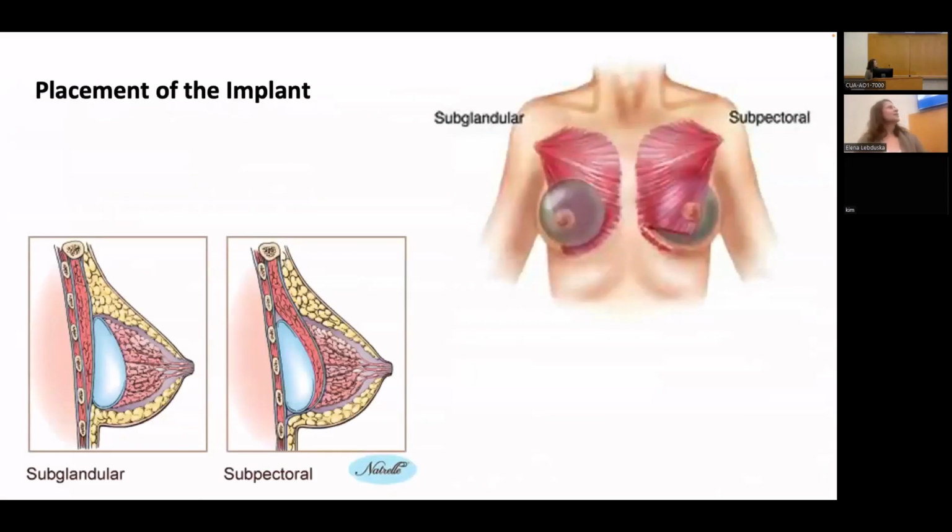So here's some photos on the actual placement of the implant. On the lower left, we have subglandular, so on top of the pec major there, but behind the ductal tissue. And then we have subpectoral, so you can see that partially that pec major goes over the implant. And how does that look from an AP view? You can see on the upper right side that with a subpectoral placement, a little bit of that implant sticks out on the left outer quadrant there, but very different compared to subglandular.